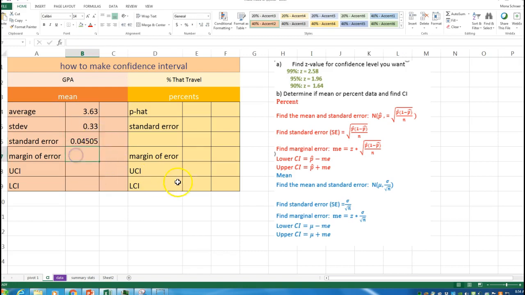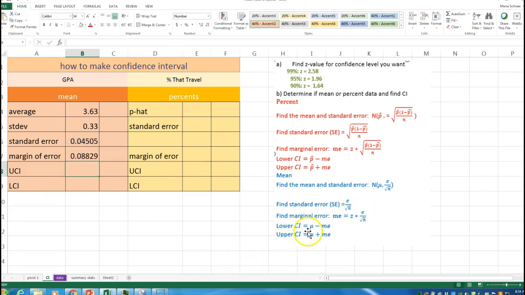Perfect. Margin of error, okay, so going back over here, I've got standard error. Margin of error is when I multiply it by Z, so I need to think about how much confidence I want to have. Up here, I'm going to go for a 95% confidence level, so it's going to equal 1.96 times, and I click on that standard error. Again, just this equation right here, hit enter. There's my margin of error.